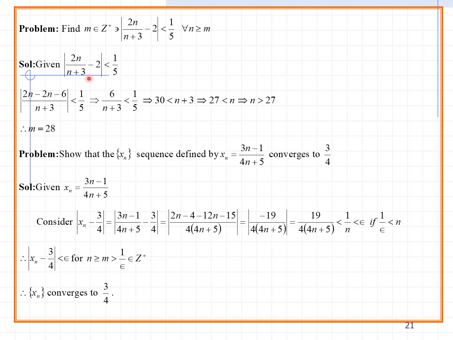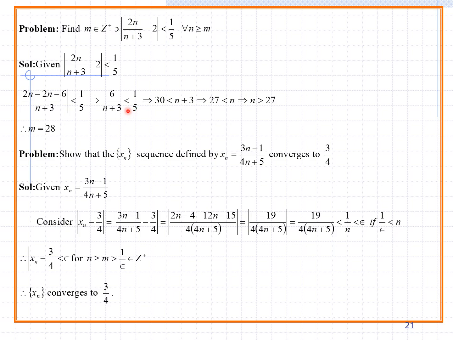Modulus of 2n by n plus 3 minus 2 is less than 1 by 5. So you can take the cross multiplication: 2n minus 2 into n, 2n minus 2n, and 2 into 3 is minus 6, by n plus 3, less than 1 by 5. So the positive and negative 2n values cancel. You get minus 6 by n plus 3. Since these are modulus, you can write 6 by n plus 3. So 6 by n plus 3 is less than 1 by 5.